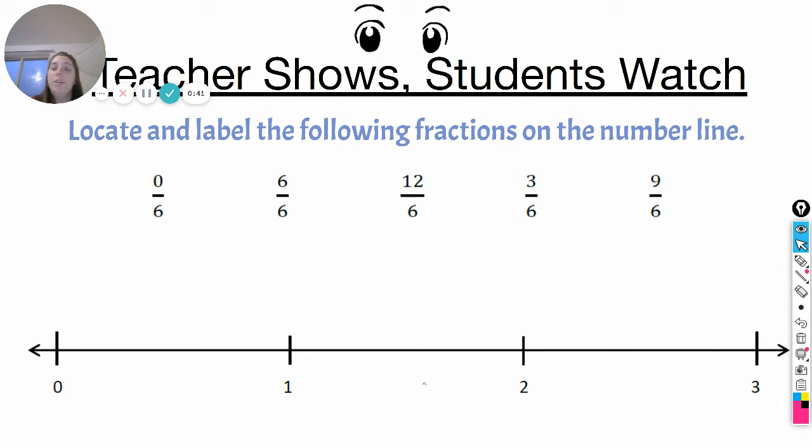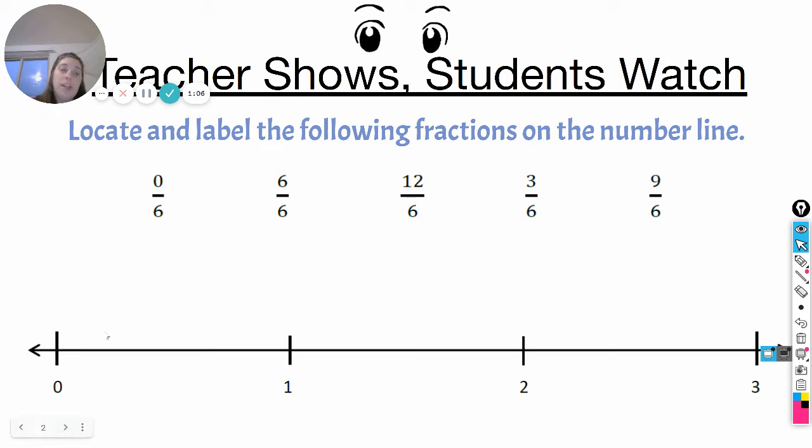You can see that we have a number line that starts at 0 and it ends at 3. So that means we have 1, 2, 3 wholes on our number line. Okay, last time we looked at fractions that were bigger. So now I'm going to show you how to put those on the number line.